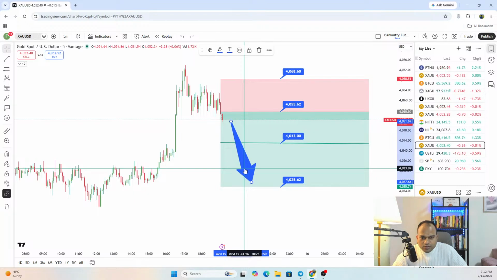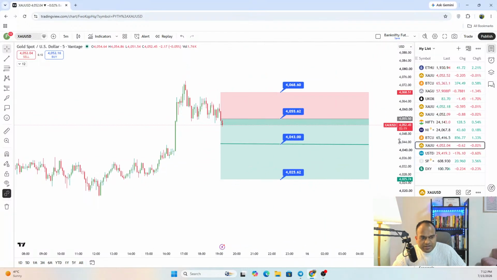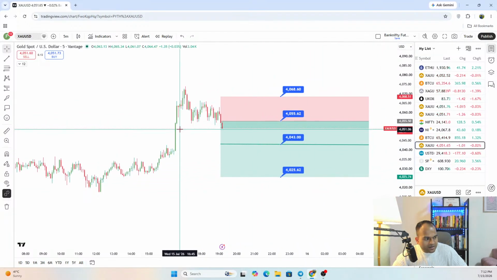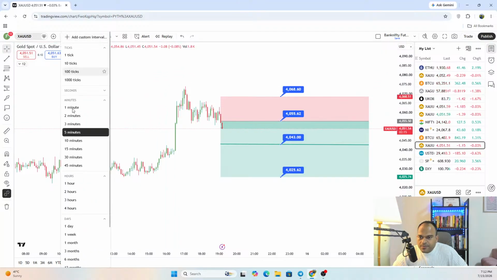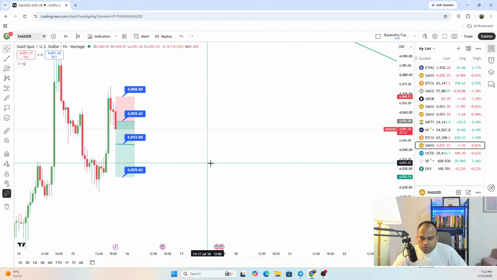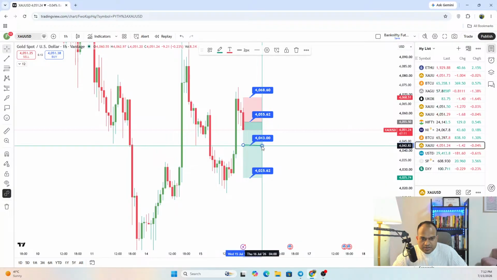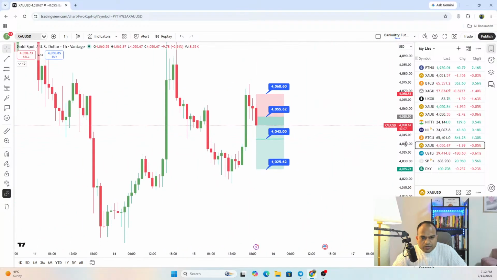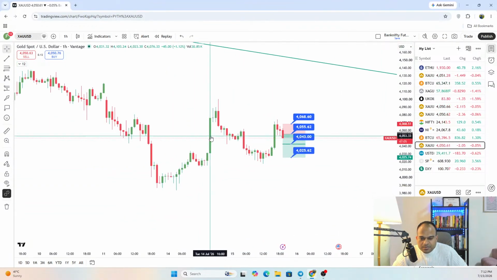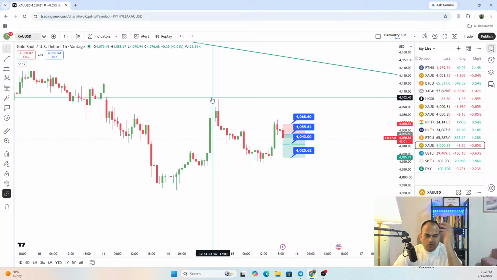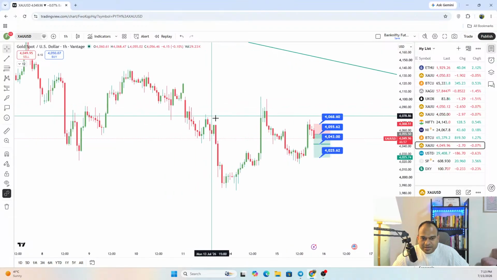So let's have a look quickly at why I took this trade, the rationale. Let's try to understand the rationale behind this trade. If I switch back to 1 hour chart, what we could see is that yesterday during the CPI, the market actually went up a lot, from 4031 to even till 4102, like a $70-80 move. And since then the correction is happening.